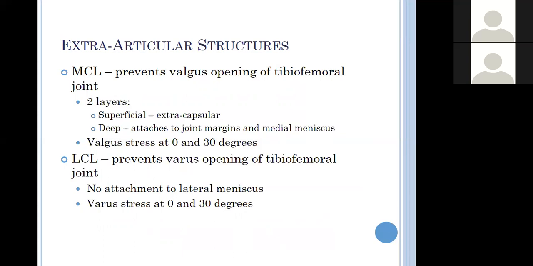LCL prevents varus opening, and so you want to stress them at both 0 and 30 degrees. With it, the LCL is rare to never occurs in isolation. So they're also going to have typically an ACL or PCL tear with it.